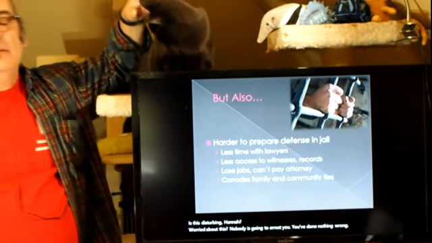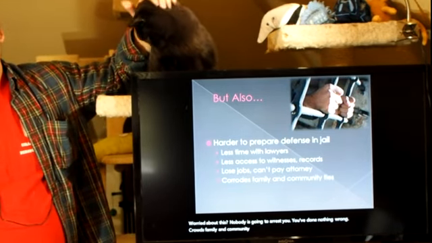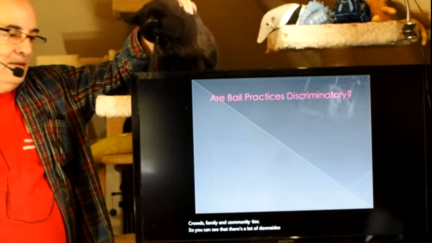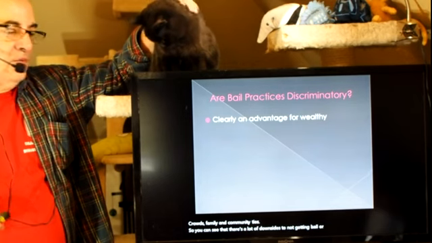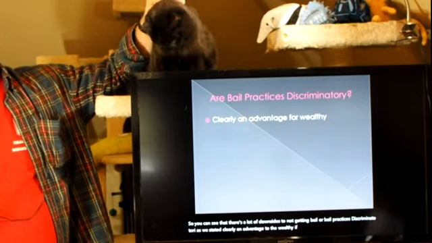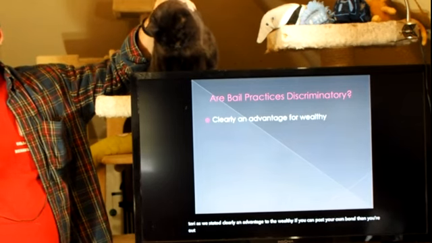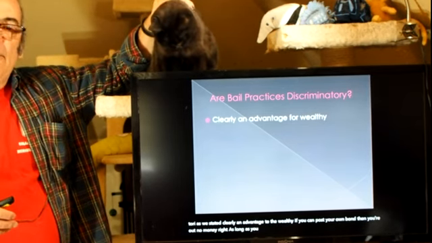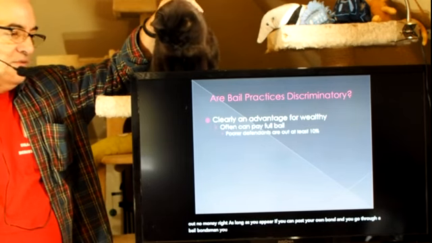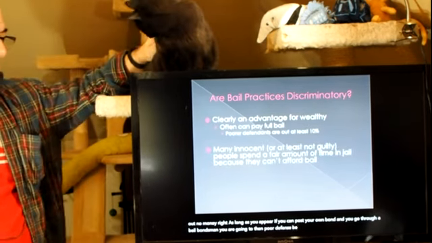It corrodes family and community ties. So you can see that there's a lot of downsides to not getting bail. Now, are bail practices discriminatory? Well, as we stated, clearly an advantage to the wealthy. If you can post your own bond, then you're out no money, as long as you appear. If you can't post your own bond and you go through a bail bondsman, poor defendants are then out at least 10%.